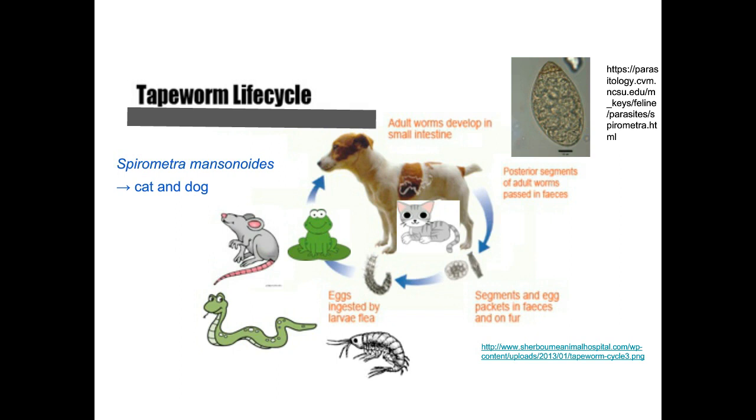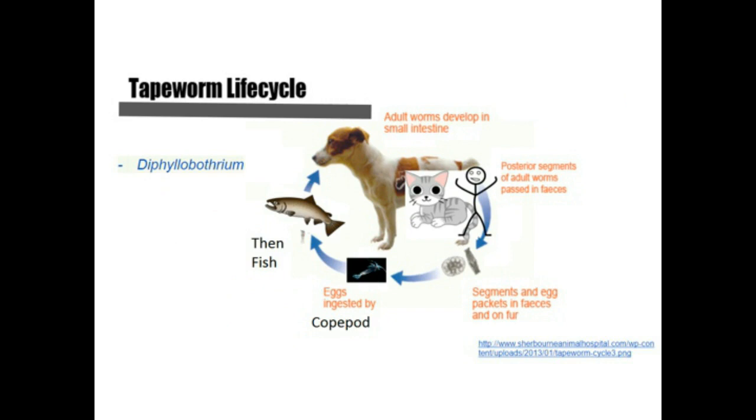And then you also have Diplobothrium, which is, I think, more common in the Northwest. People can also get this, but again, it has to go from the feces through a copepod through a fish. So there's a couple different stages it has to get through before it can be infected to you or a cat or a dog.